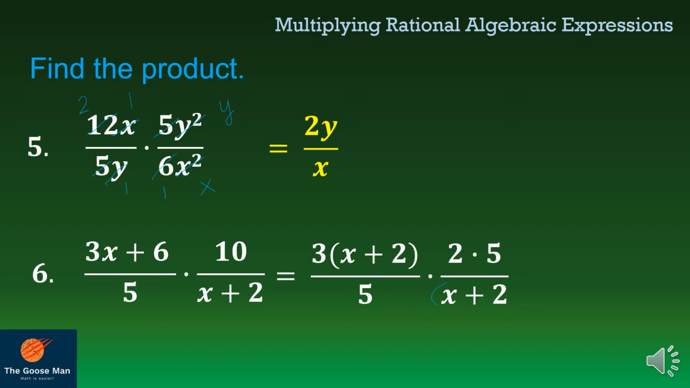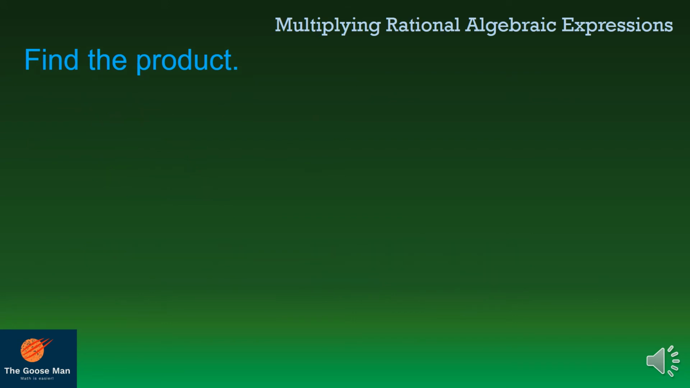Since, let me write open and close parentheses here. So I factored out x plus 2 and x plus 2. Next, also 5 and 5. So the remaining factors are 3 times 2. Okay. So the final answer is equal to 6. Let's try the seventh example.